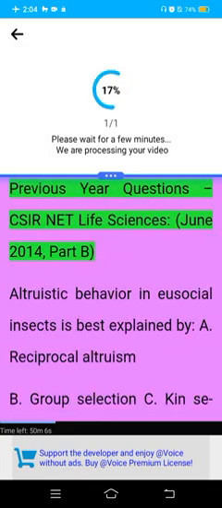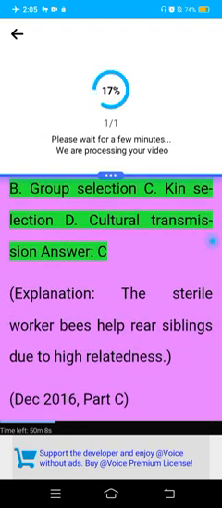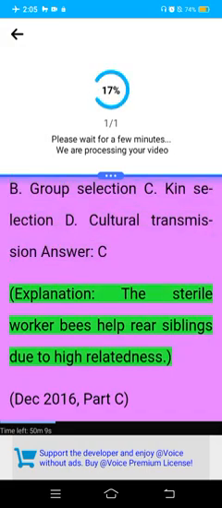Previous year questions, CSIR Net Life Sciences, June 2014, Part B. Altruistic behavior in eusocial insects is best explained by: A. Reciprocal altruism. B. Group selection. C. Kin selection. D. Cultural transmission. Answer, C. Explanation, the sterile worker bees help rear siblings due to high relatedness.